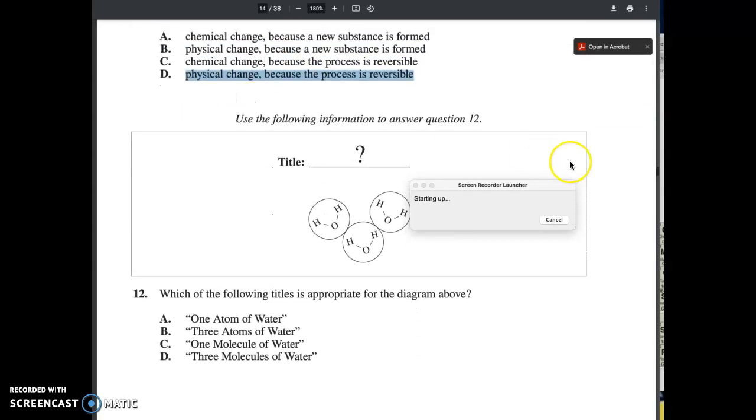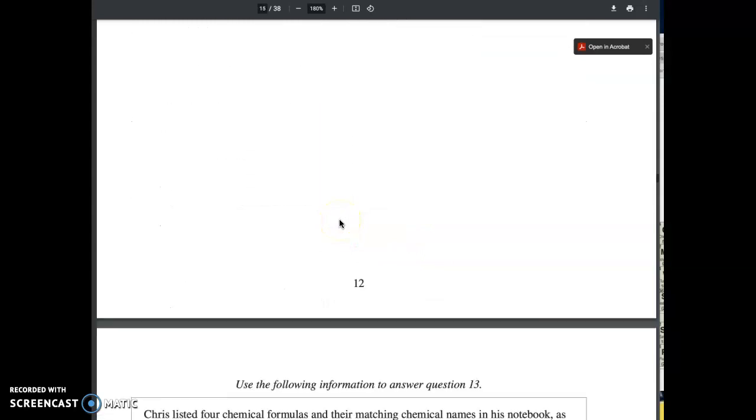12 is not something we often learn very carefully, but if you look at H for hydrogen and O for oxygen, those are each one atom. Okay, so one atom of water, no, it's got three stuck together here. 3 atoms of water, no, there's 1, 2, 3, 4, 5, 6, 7, 8, 9. Okay, so the first two, nope. 1 molecule of water, that would just be this bubble, but instead we have 3 molecules of water, 1, 2, 3. So, what was that, D?